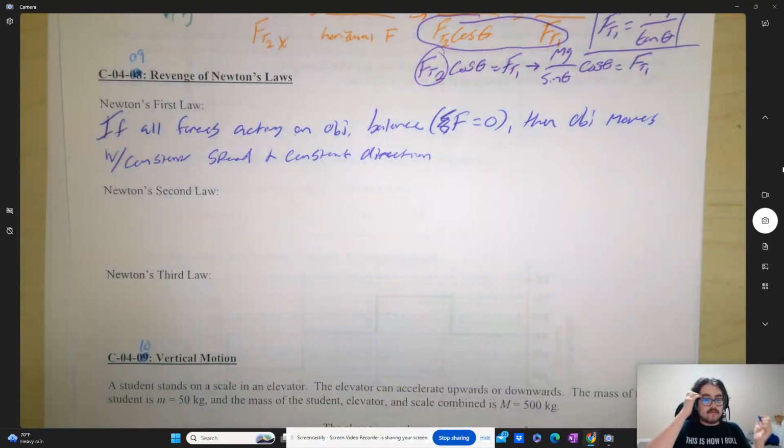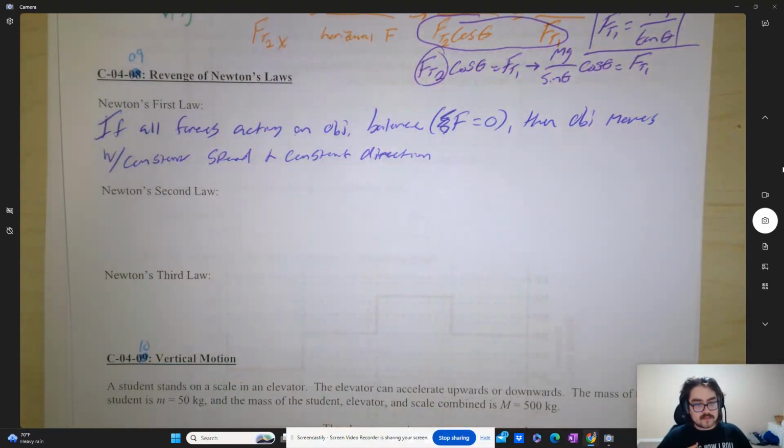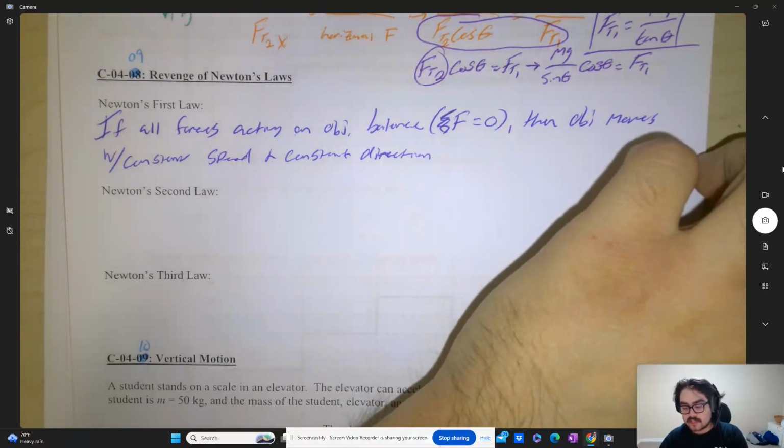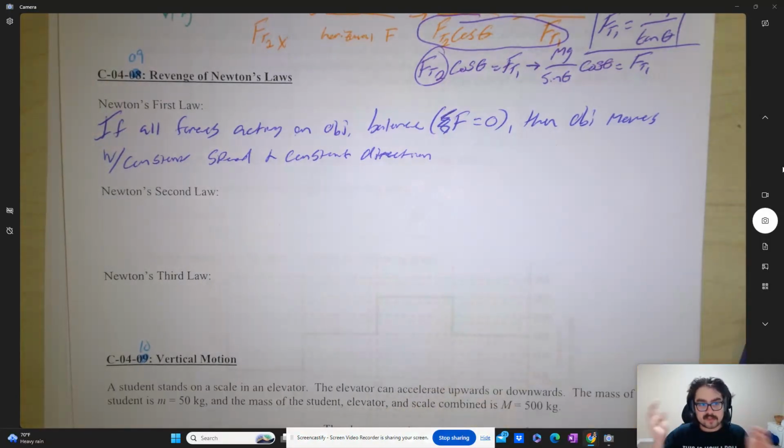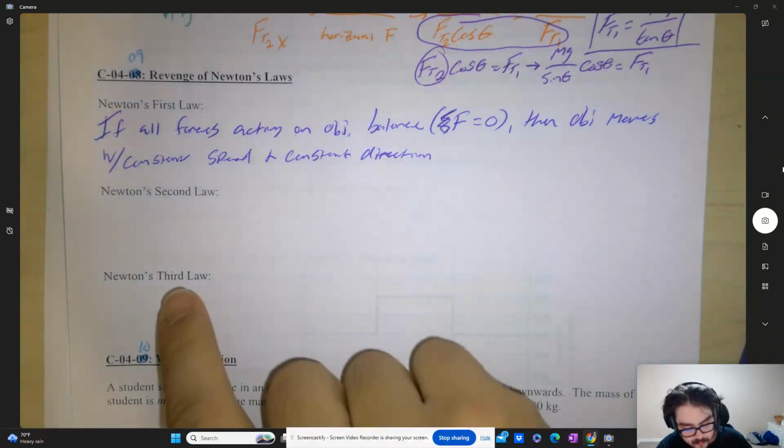So what's happening, right? An object does not need to have a net force in order for it to move. It just needs to have a net force for it to accelerate. There's a huge misconception. People think it needs to have a force on it to move. No, it's not true. It needs a force to be able to accelerate.